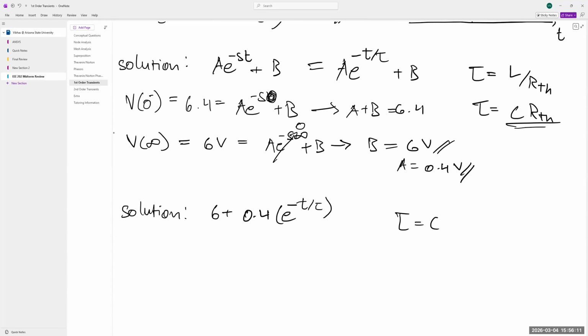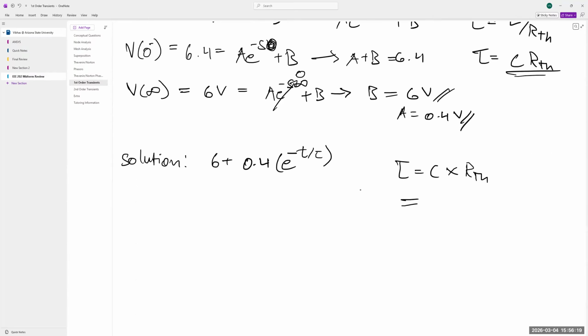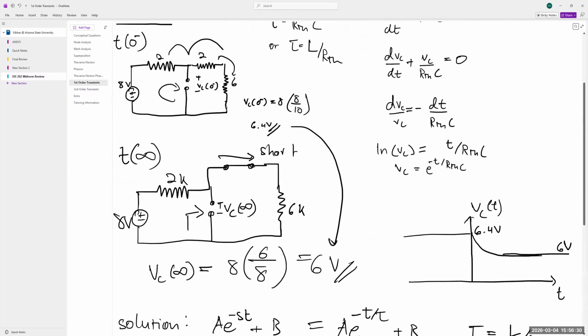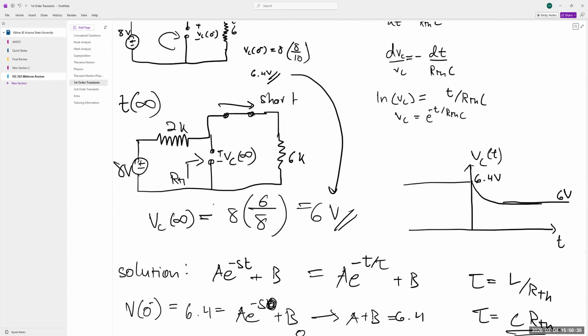Tau is equal to C times RTH. C was given in the question. If we look at the circuit, it's 50 microfarads, so 50 times 10 to the power minus 6. And then we have RTH, which we find over here, right? If we look into these terminals, we kill this source to find RTH. To kill a voltage source, we short it. So imagine this voltage source over here didn't exist.